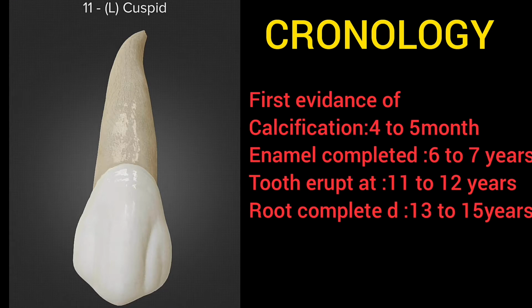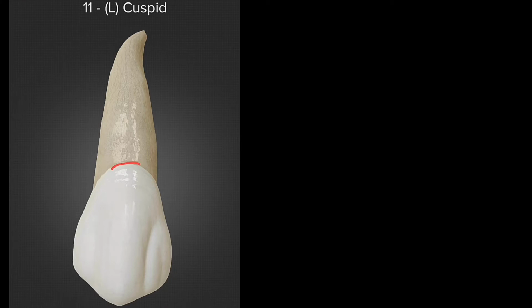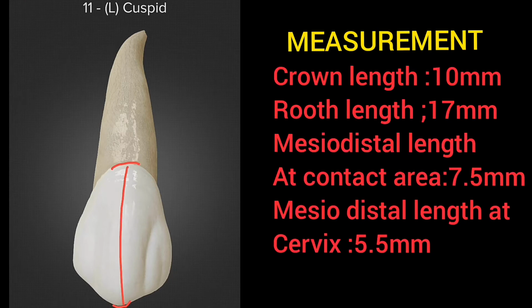If we see the crown length from cervical to incisal, it is 10 mm, and the length of the root is 17 mm. So from here to the tip of the root, it is 17 mm, and the mesiodistal length at the contact area is 7.5 mm. If we measure the mesiodistal length from here to there, it is 7.5 mm. Also, the mesiodistal length of the crown at the cervical area is 5.5 mm. So here is the cervical area, and if we measure the length of the crown from here to here, it is 5.5 mm.